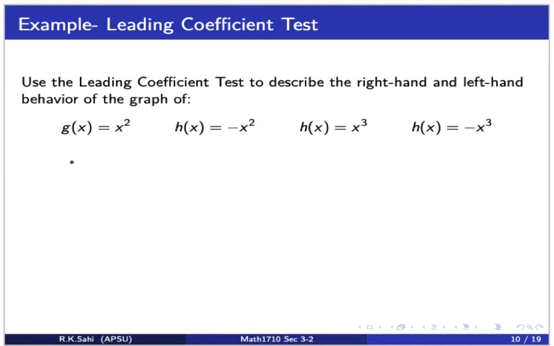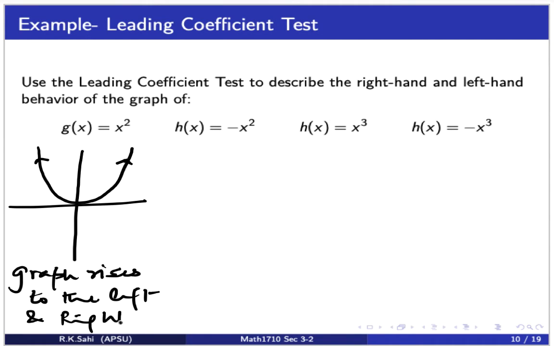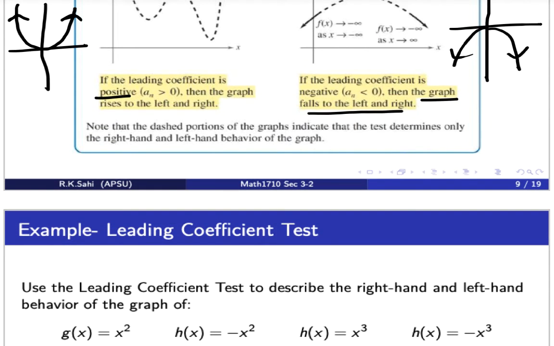So g of x equals x squared. Now what happens? We all know what the graph looks like, here. Okay, it's a repetition, guys, of what I've just done. In here, what is happening? My function is even, okay? The coefficient is positive. So according to the leading coefficient test, what does it mean? The graph rises to the left and right. That's what we just said here, right? The graph rises to the left and right.